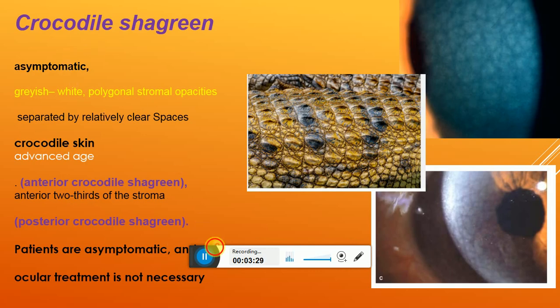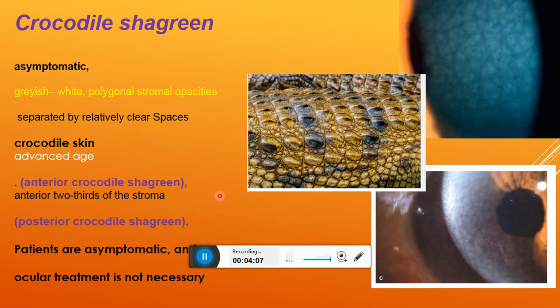Crocodile shagreen is characterized by asymptomatic grayish-white polygonal stromal opacities separated by relatively clear spaces. Here you can see it looks like crocodile skin. The opacities most frequently involve the anterior two-thirds of the stroma. It is known as anterior crocodile shagreen, although on occasion they may be found more posteriorly, called posterior crocodile shagreen.